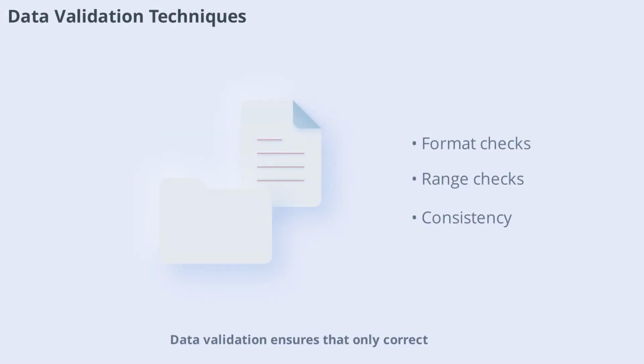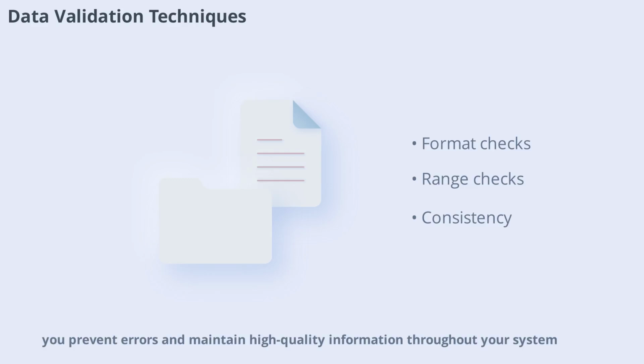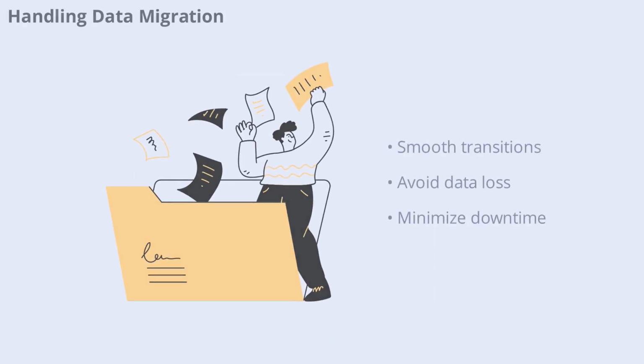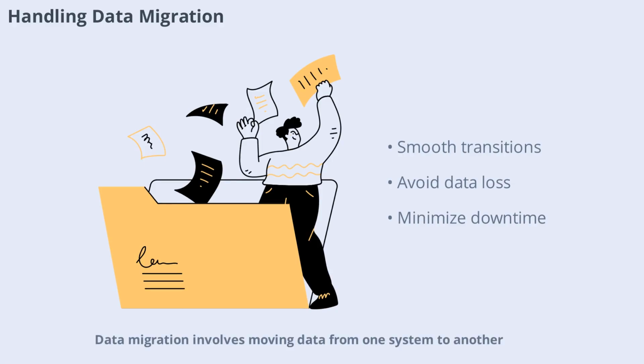Data validation ensures that only correct and meaningful data enters your system. Techniques include format checks, range checks, and consistency checks. By validating data at entry, you prevent errors and maintain high-quality information throughout your system. Data migration involves moving data from one system to another.